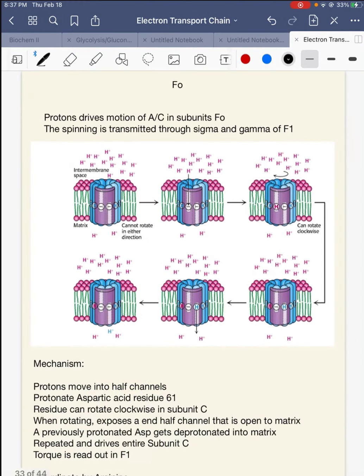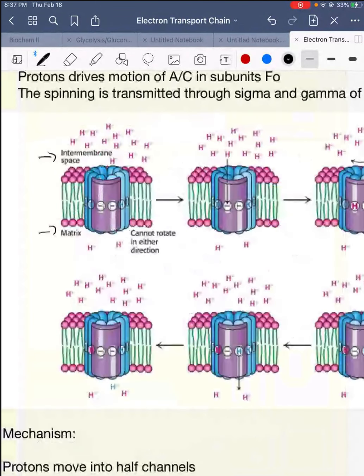Okay, let's go over F0. This can be a little complicated, but I'll try to explain it. This is the channel for the proton. This is the proton gradient that we made. This is the intermembrane space, and this is the matrix. And we have all these protons in the matrix.